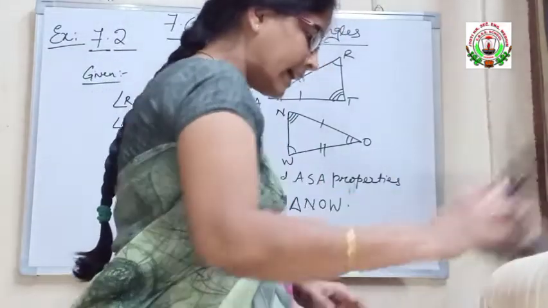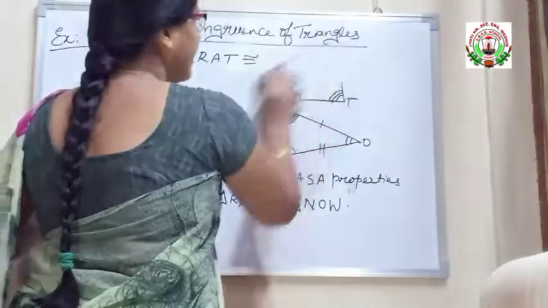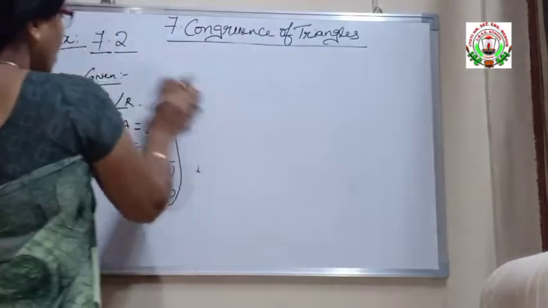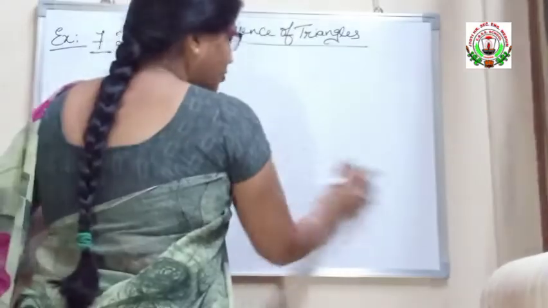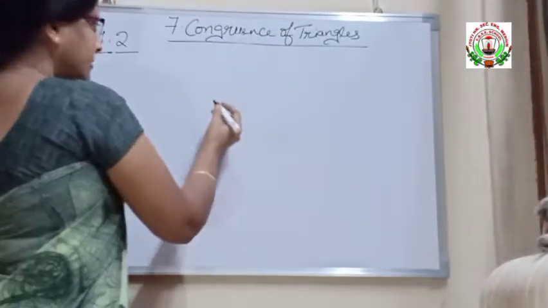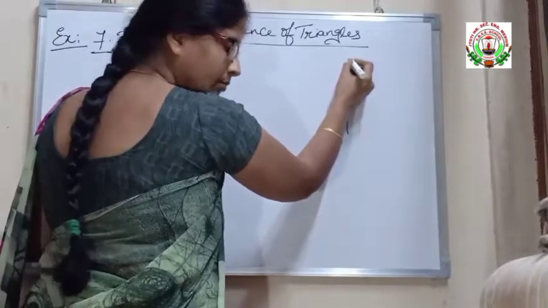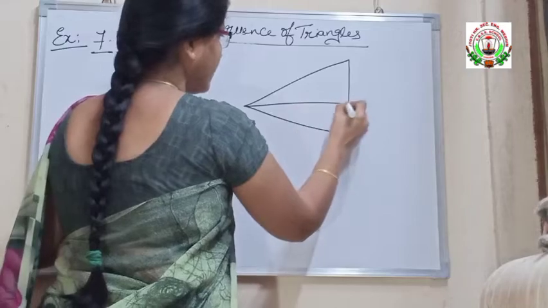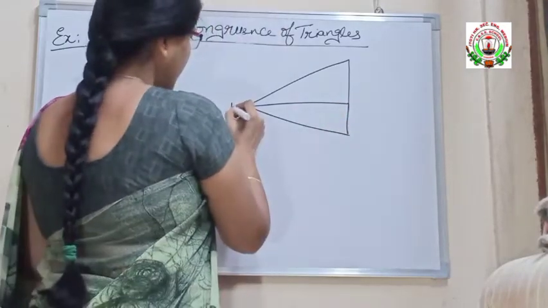Next, your sixth question. Again they have given two triangles, two figures A and B, and they are asking you to show by which properties those two triangles are equal to each other. So here let us draw the first one. See, BAT.